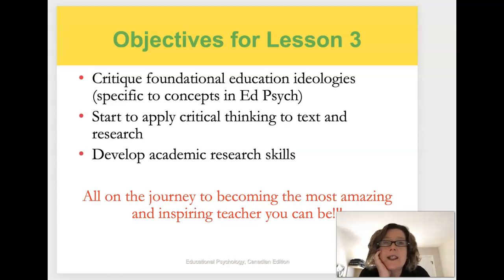this lesson, is that you'll be able to begin to critique foundational education ideologies, again, specific to concepts in EdPsych. I want you to start to apply critical thinking to text and research. In your time here at MHC, we want you to be critically thinking about text and about research. And I want to start you down the path of developing academic research skills. Why? All on the journey to becoming the most amazing, inspiring teacher you can be. That's underlying why we do all of these things.